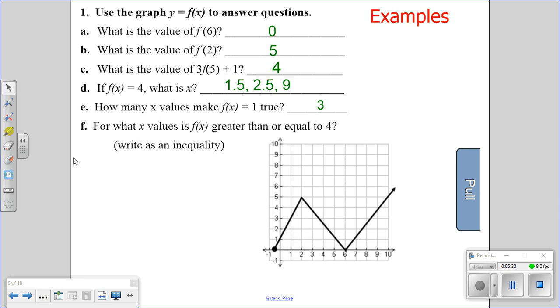Now, it says for what values of x is f of x greater than or equal to 4? And we want to write this as an inequality.